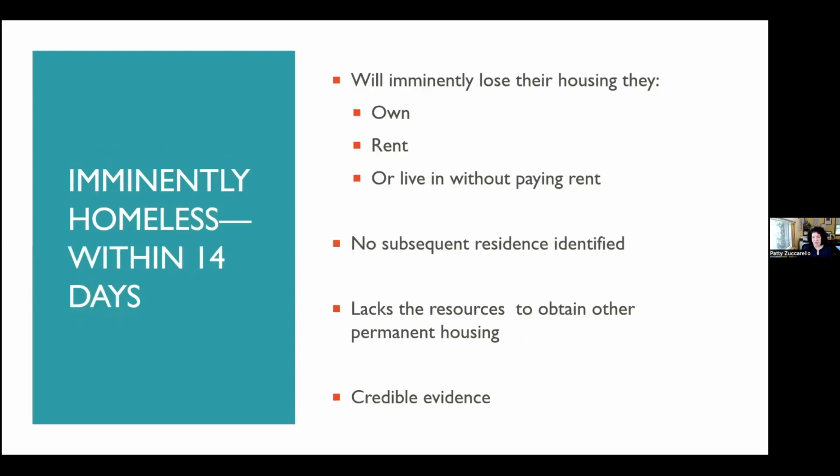McKinney-Vento also talks about this other category of homelessness, which is imminently homeless. If a student is going to be homeless within the next 14 days, then they qualify for a McKinney-Vento homeless designation. So this is basically any of these ideas: if you know that somebody is going to imminently lose the housing where they currently reside, or if they're living somewhere and not paying rent, if they don't have another residence identified as the place they'll be moving to, or if they don't have the resources to secure another place.